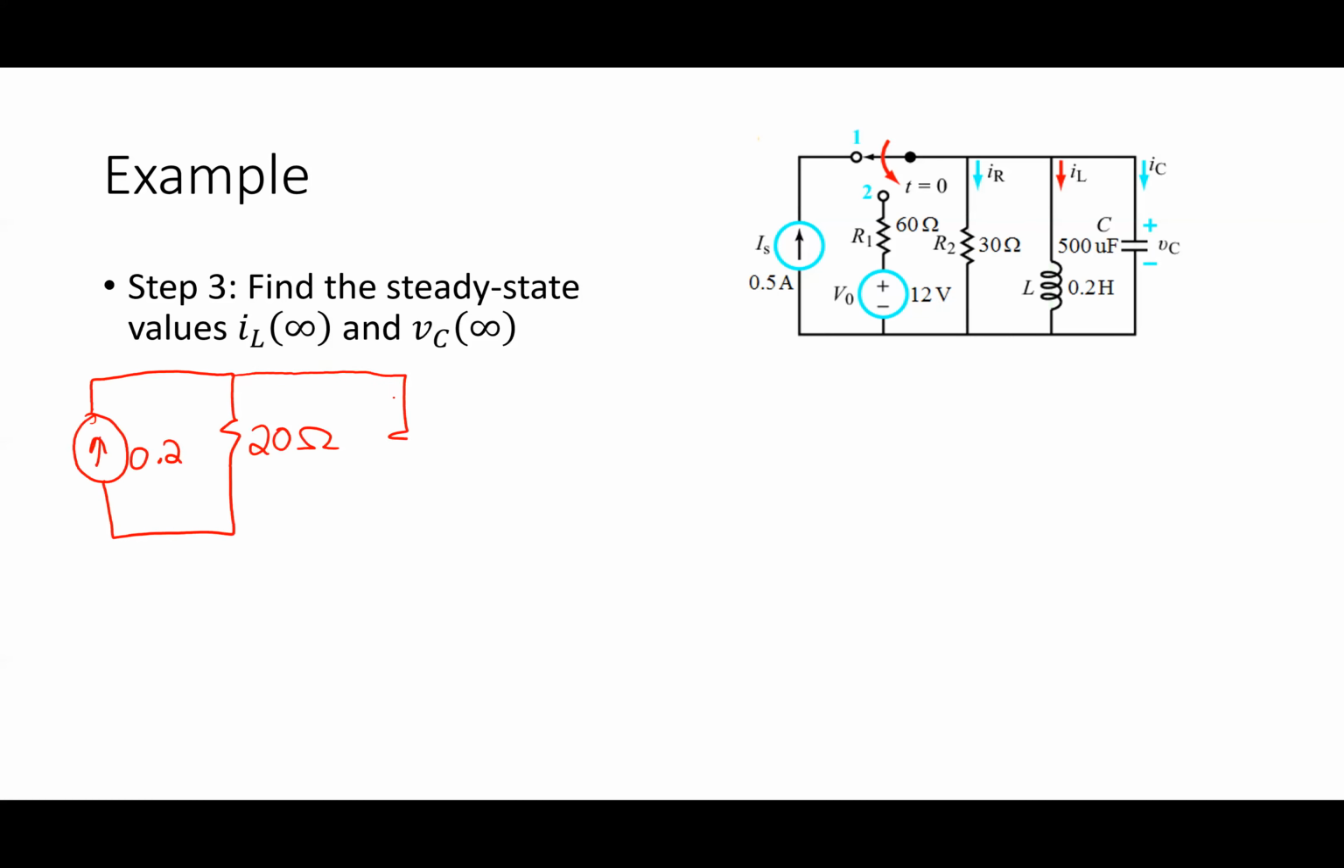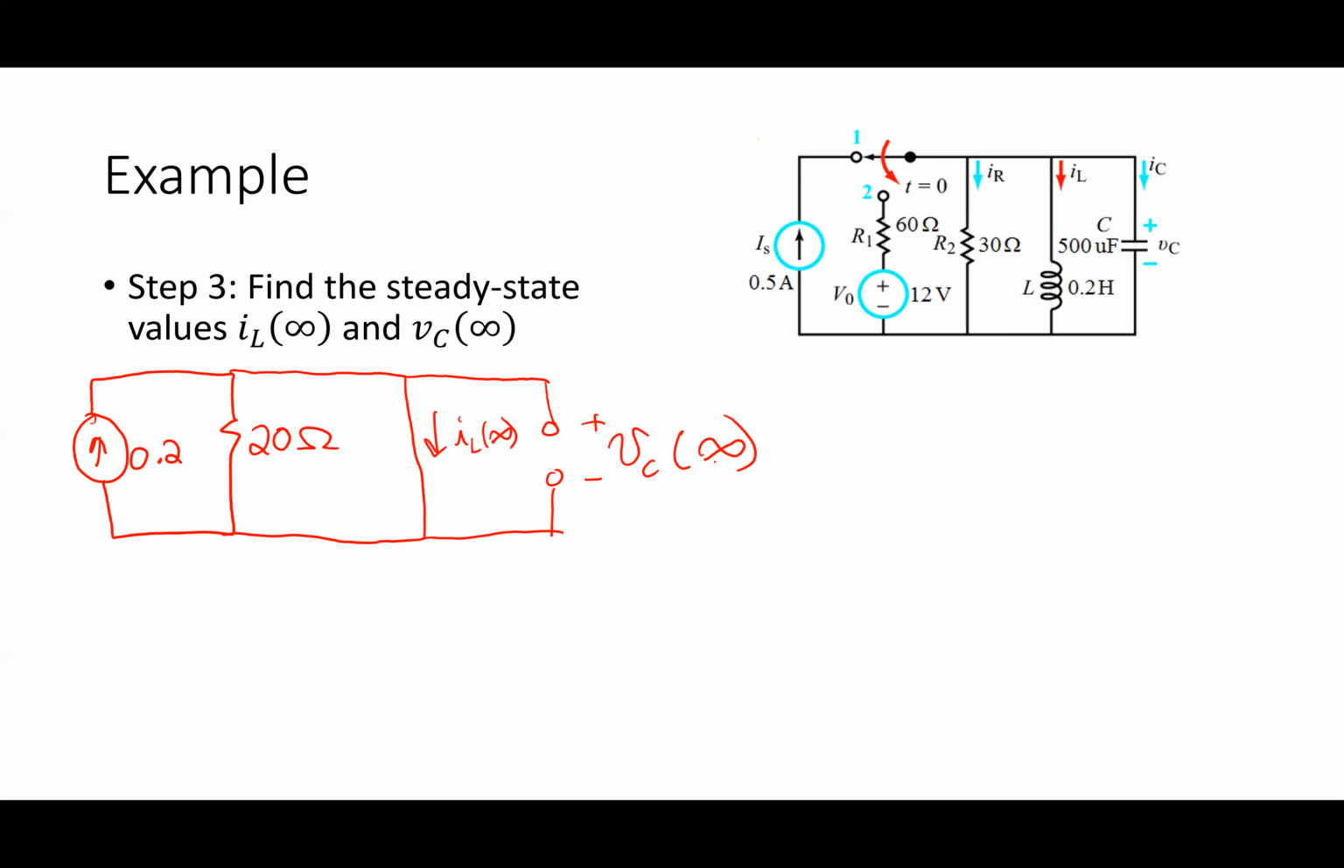Once I'm in steady state, what am I going to do with the inductor? Short it. Okay. And what am I doing with the capacitor? Replace it with an open. So I can write this here as IL of infinity, and I can write this as VC of infinity.